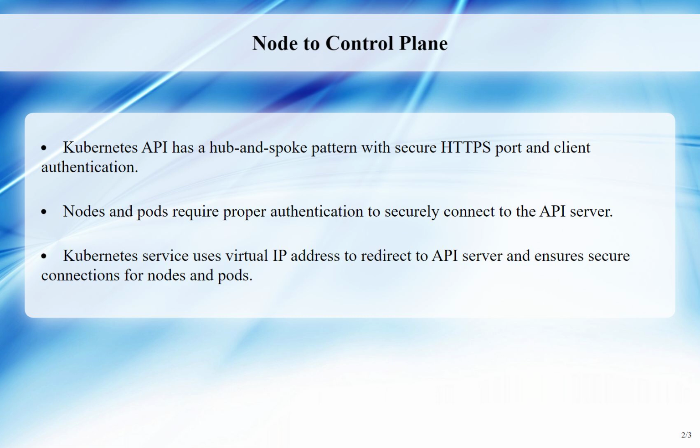The Kubernetes service in the default namespace is configured with a virtual IP address that redirects to the API server via kube-proxy. Control plane components also communicate with the API server over the secure port, ensuring secure connections by default for nodes and pods over untrusted or public networks.